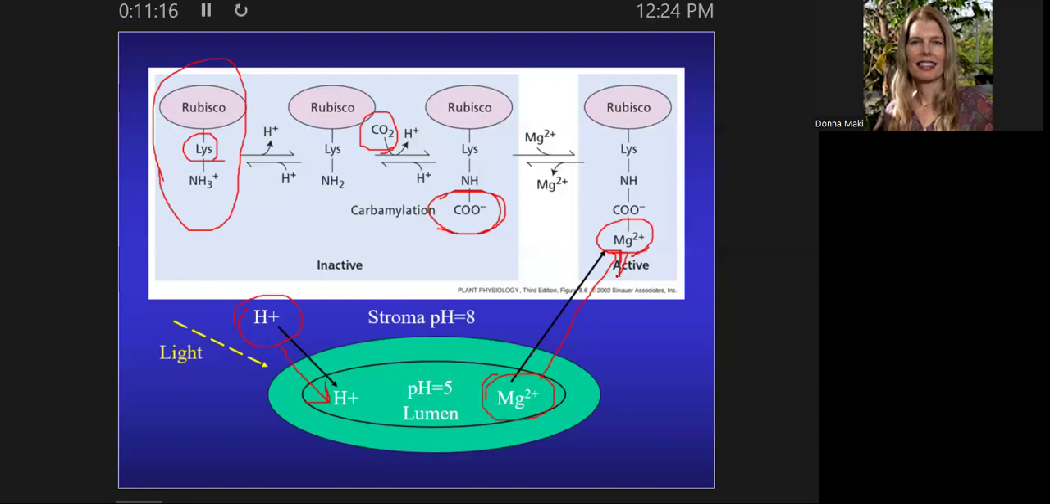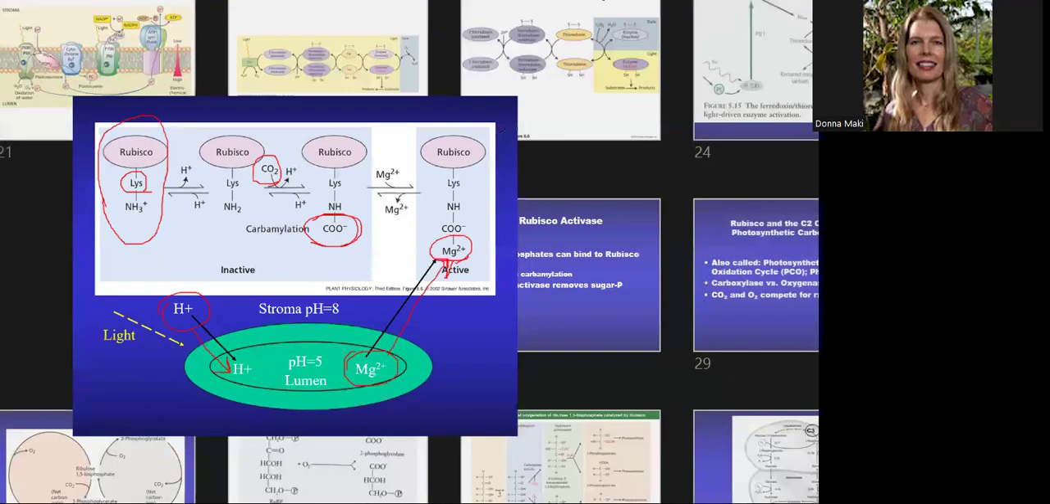So light energy is necessary for that proton gradient to get established. The proton gradient is necessary for the magnesium to move into the stroma from the lumen. And then it can make the Rubisco fully active. Okay. So light activation.